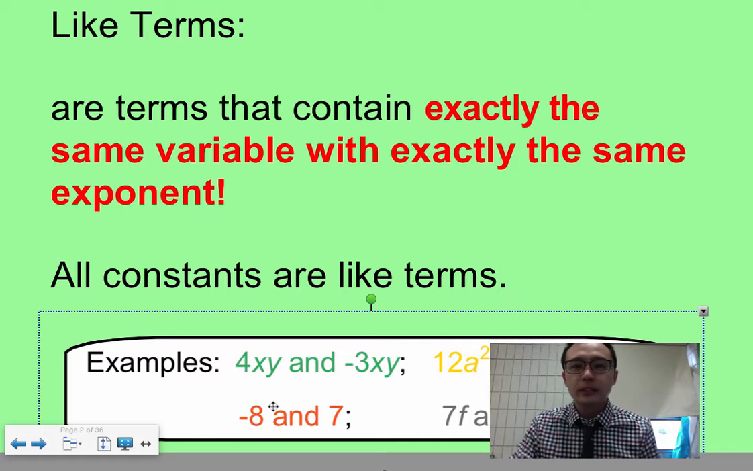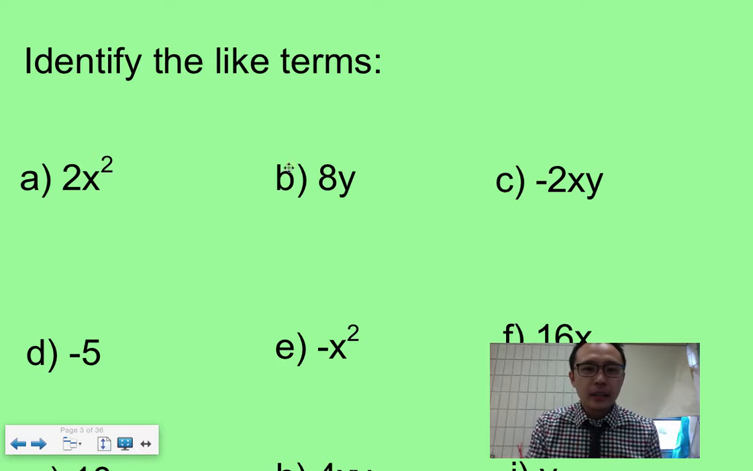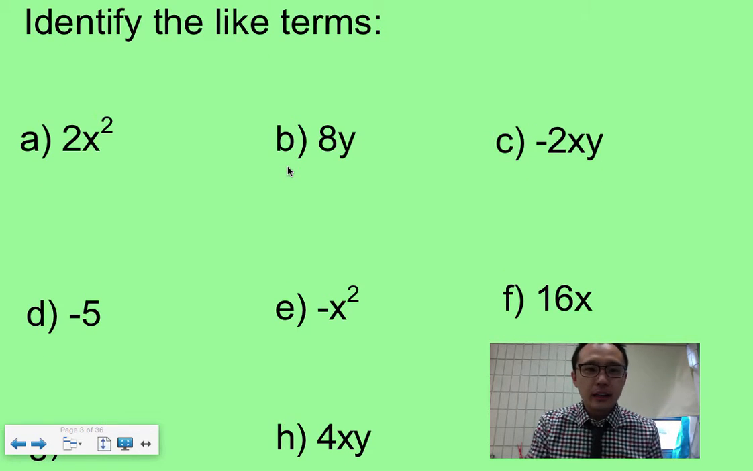So why do we need to know the like terms? Because when you're adding, subtracting, and combining your polynomials, you can only add and subtract if they're like terms. I just dropped my pen. But you can only add or subtract if they're like terms. And looking at this example, can you identify the different like terms here?